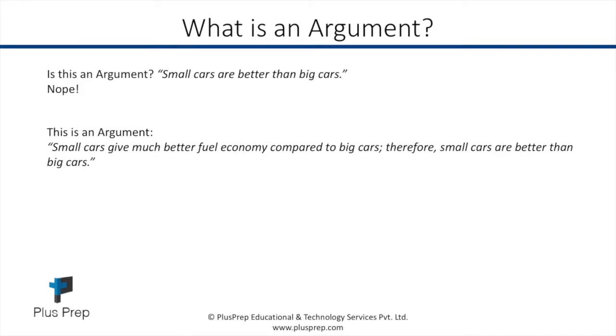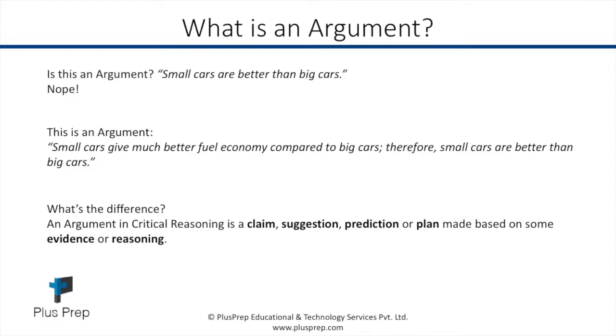Take a look at this instead. Small cars give much better fuel economy compared to big cars. Therefore, small cars are better than big cars. Now, the author does make the point that small cars are better than big cars, but he uses a reasoning point that small cars give much better fuel economy compared to big cars. Now, because this claim is supported by an evidence or a reasoning, this can be classified as an argument.